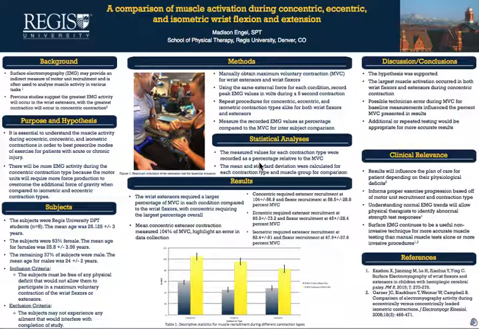Using a 5-pound weight for each contraction type, the subjects were instructed to complete a concentric, eccentric, and isometric contraction over a 5-second interval. We used those contractions and estimated a percentage that each contraction created relative to the maximal voluntary contraction. We also calculated the mean and standard deviation for each contraction situation.